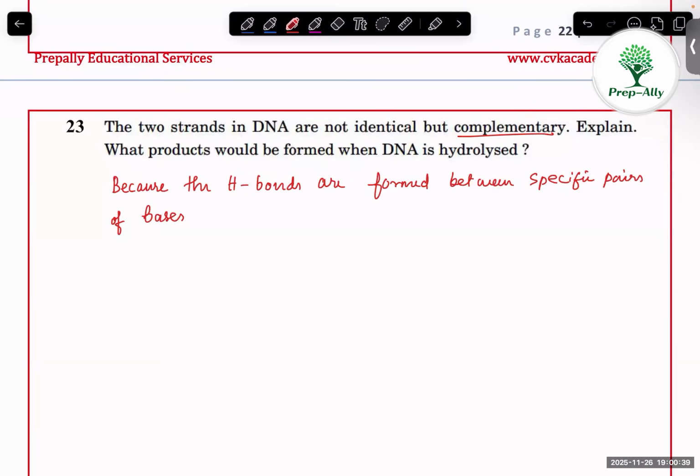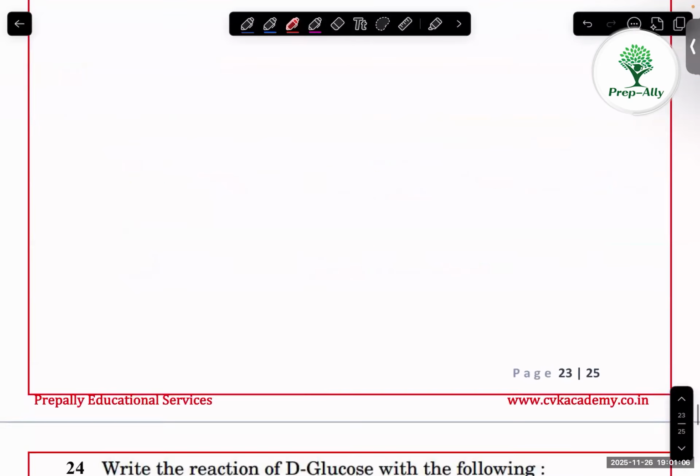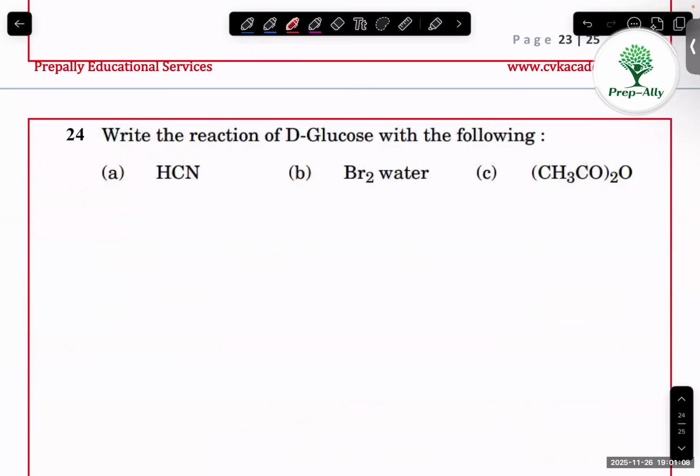So next thing, when it hydrolyzes, what are the products? The products we already have seen: when DNA hydrolyzes, we get deoxyribose, a nitrogenous base, and phosphoric acid. We'll be getting phosphate, but when phosphate is reacting, it will change into phosphoric acid. So that is the answer.